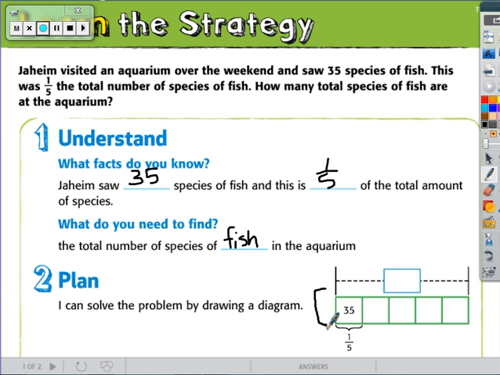So that means that this represents 35 times what? 5. Or we could just fill in 35 in each square and you could add them. Okay? So every piece of this 1/5 is equal to 35. So we have 35 times 5. But we're not there yet.